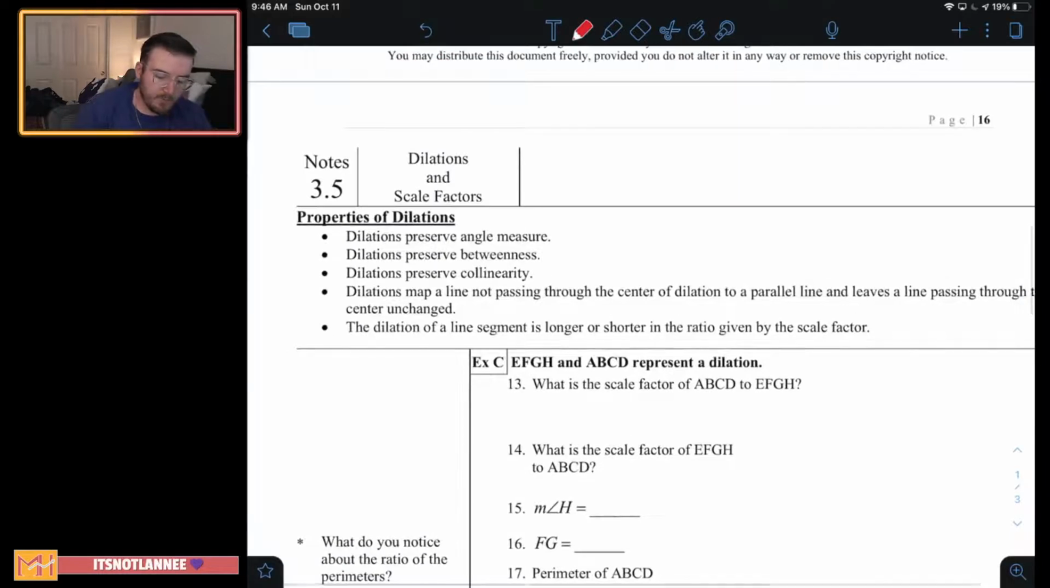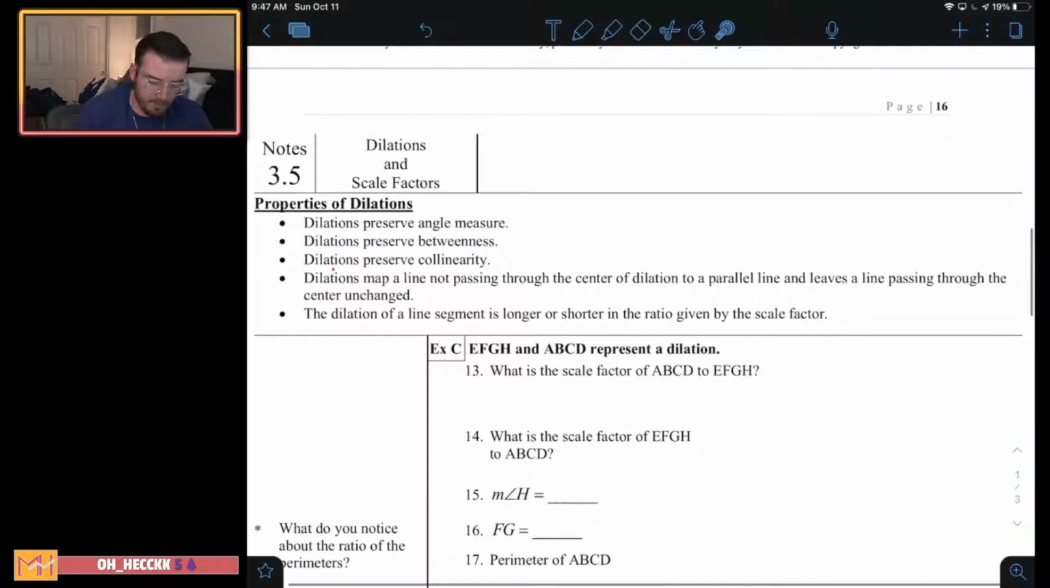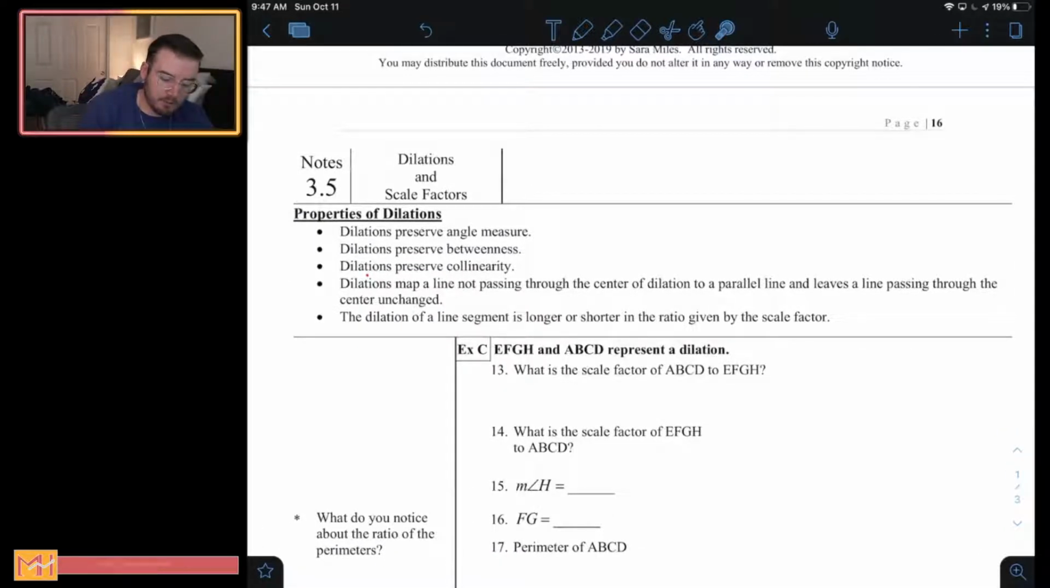So here's the list of properties for dilation, something that we've mentioned previously, but we're mentioning it again here. Angle measures stay the same. I don't want to overwhelm you with these buzzwords, betweenness, collinearity, right? Just realize that the only thing that's changing is the size. The shape and all that jazz is staying the same. All right, that's what all of this is saying in a nutshell. I don't want to overwhelm you with vocab there. Feel free to take the time to read those, but I just want you to get the gist. Size changes, the shape does not.